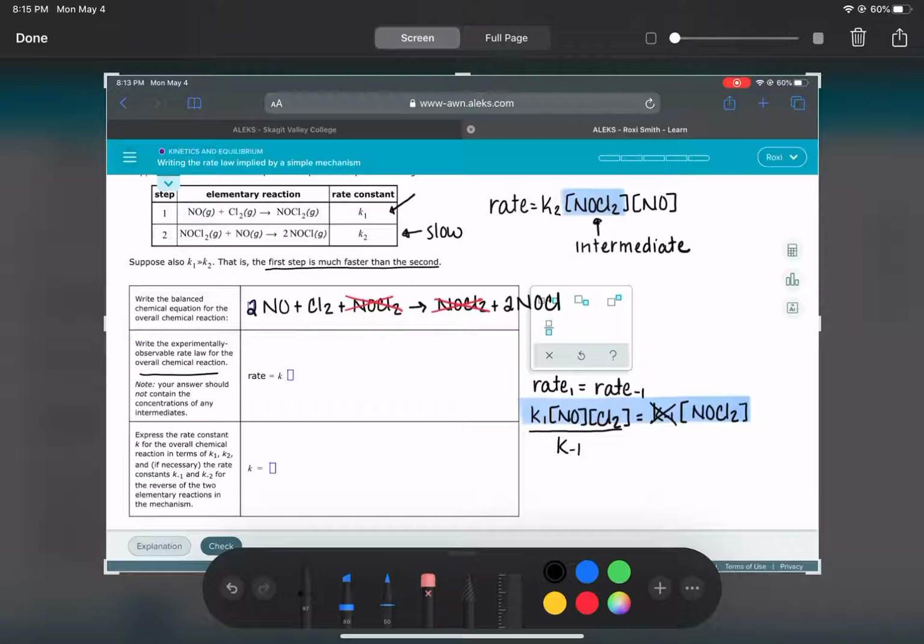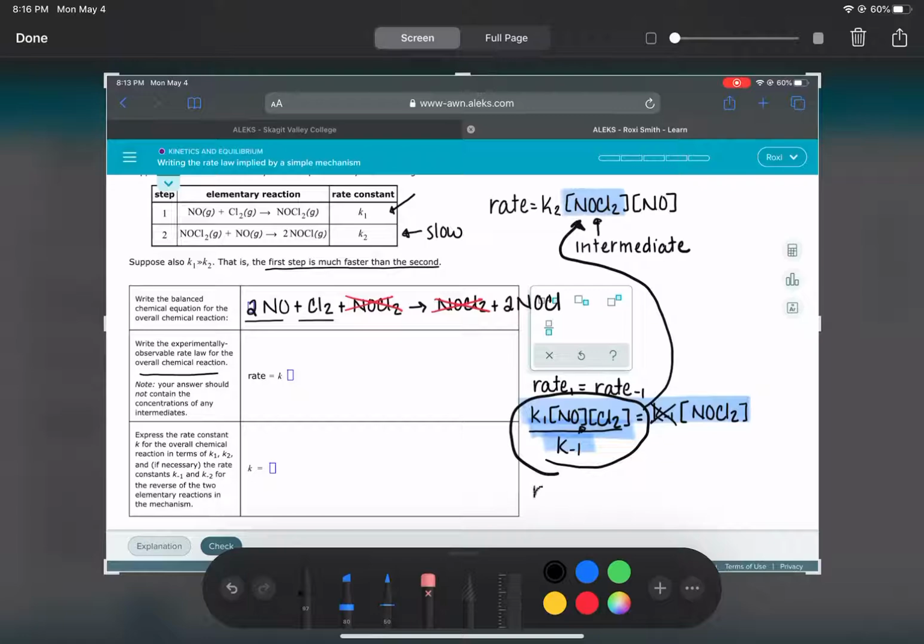and that allows us to come up with an expression for NOCl2. Before we get all excited and think that we've done it, we do need to ask ourselves, do we have any intermediates here? What about NO and what about Cl2? If we look at our overall reaction, both of those are reactants, so that means no intermediates, so that means this is going to work. This will be good, so what we're going to do is take all of this right here and substitute it into the rate law.